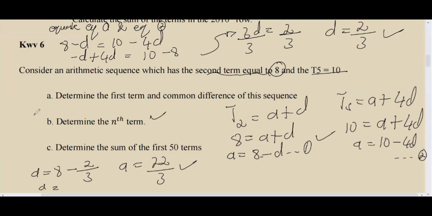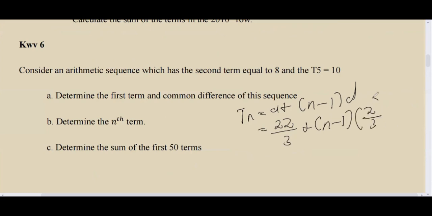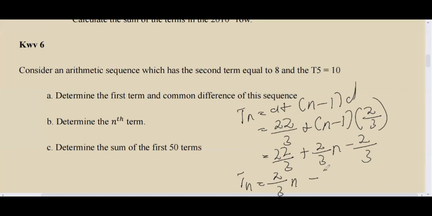Right. So for the nth term, just go ahead and say Tn is equal to A plus (n minus 1) D. The A is 22 over 3, then plus (n minus 1), and here we have 2 over 3D. Right. So this will give us 22 over 3, then if you multiply this out, this is 2 over 3 n minus 2 over 3. So 22 minus 2 over 3 gives us Tn is equal to 2 over 3 n plus 20 over 3. So this becomes our general term or our nth term.